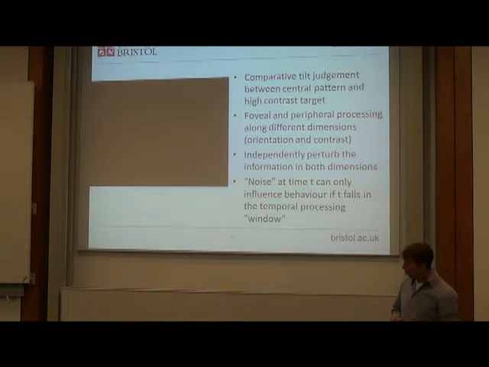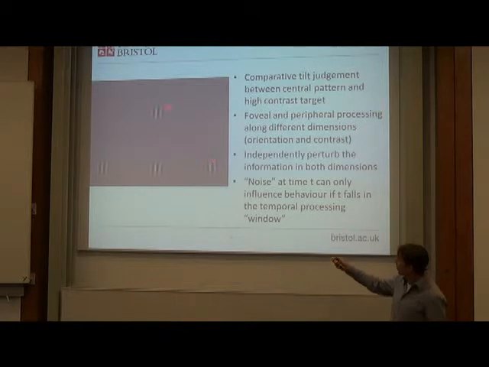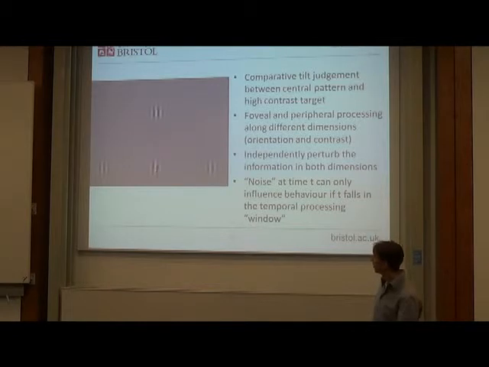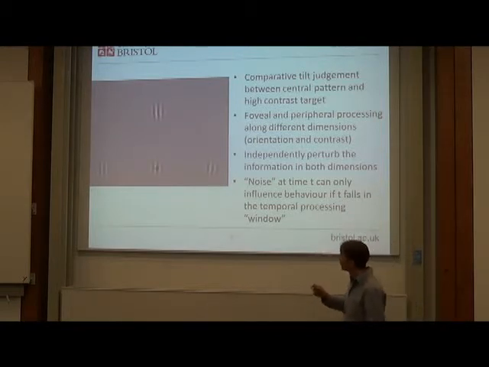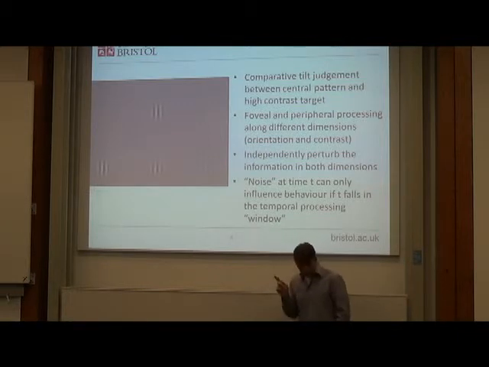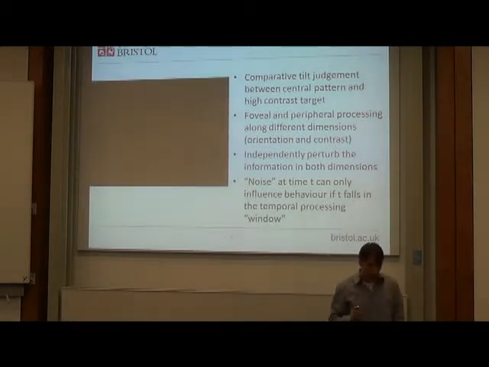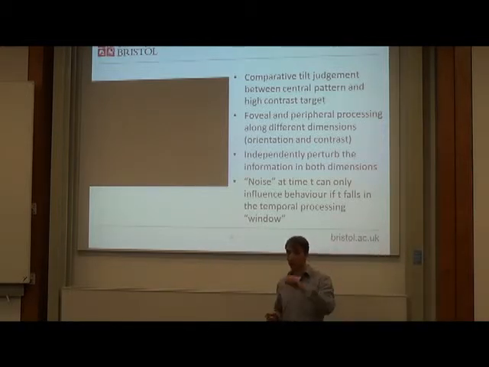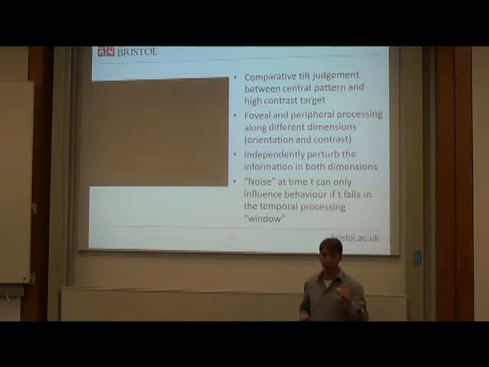At the same time, when they start wiggling, one of the peripheral patches will have a slightly higher contrast than the other two. It's difficult to see on this setup, of course, but it's the top one in the first trial, and I think it's the left one in the second trial. Not sure about that. Anyway, now your task is to compare the direction of tilt offset of the central pattern with that of the high contrast peripheral target.